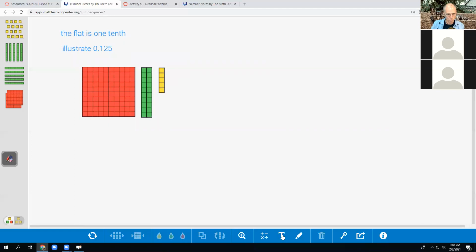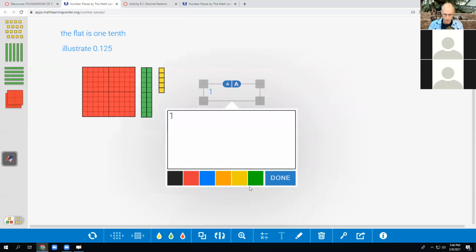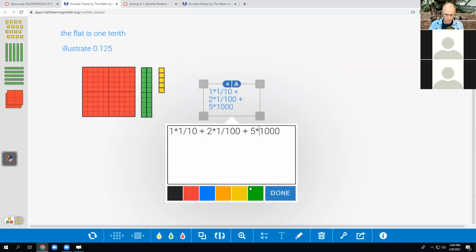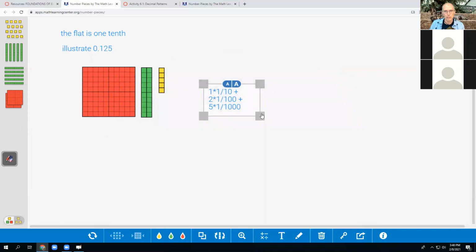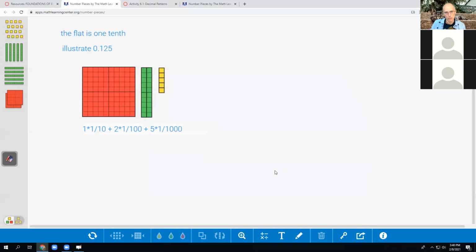Now I'm going to put that in expanded form too. So in expanded form, I have 1/10 and I have 2 hundredths and I have 5 1,000ths. There we go. I can't get pretty fractions here, but I can type it out at least like that. So that's one way to write the expanded form.